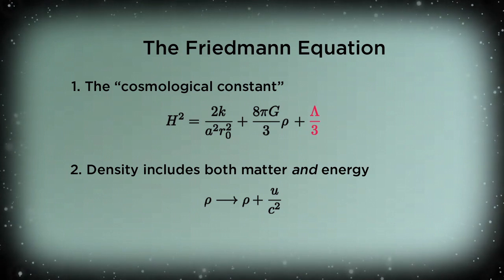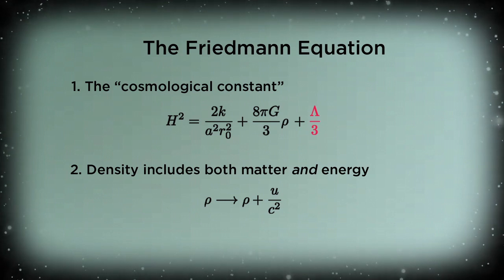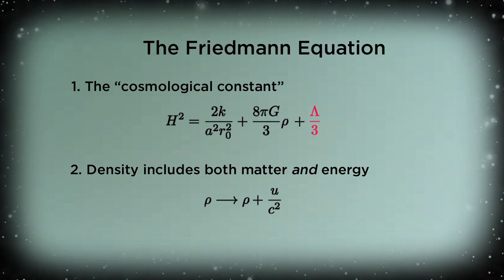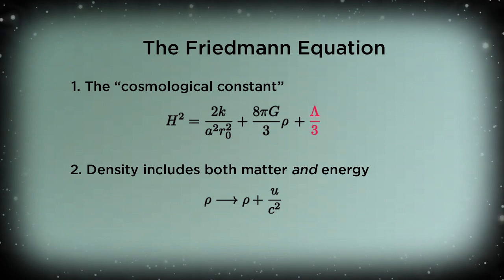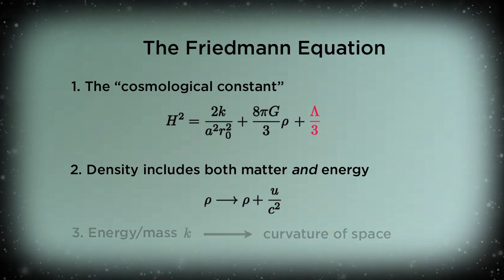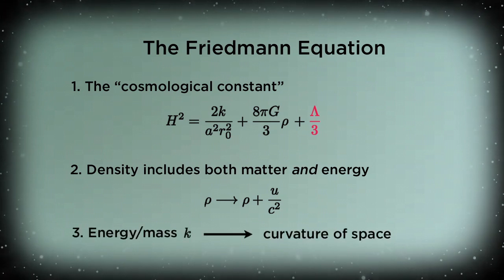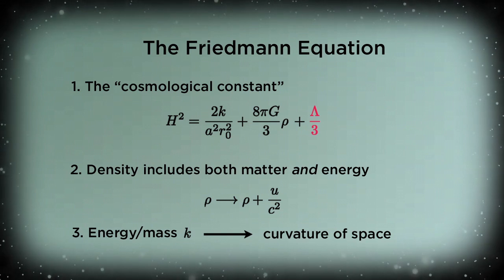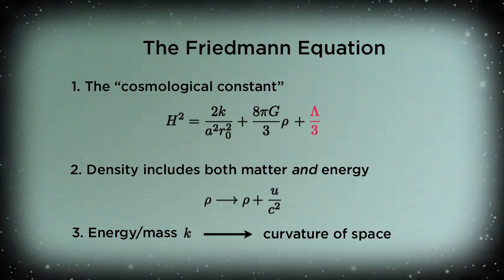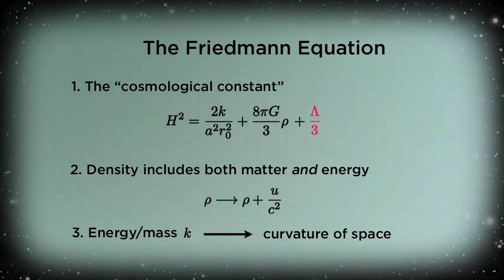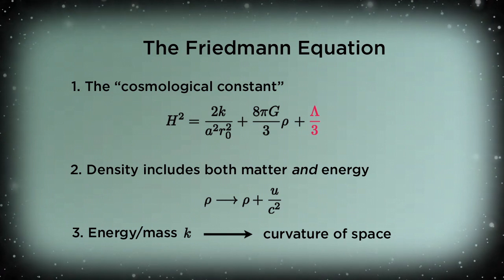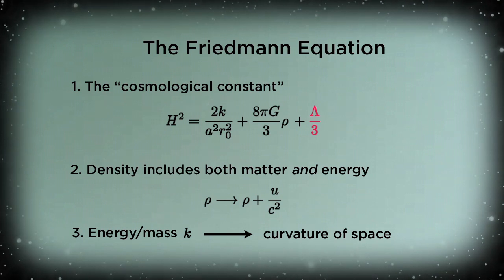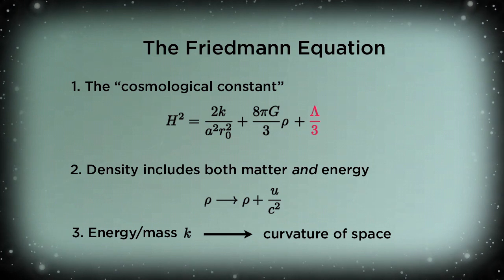The most subtle change is that k, that constant representing energy per unit mass in the classical model, now acquires a deeper interpretation. It specifies the curvature of space. If k equals 0, space is flat. What I mean is that geometry works just like you learned in high school. But if k isn't 0, space is curved, and the usual rules of geometry don't apply.